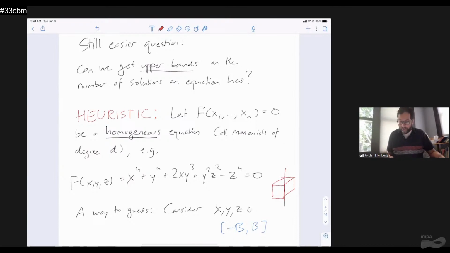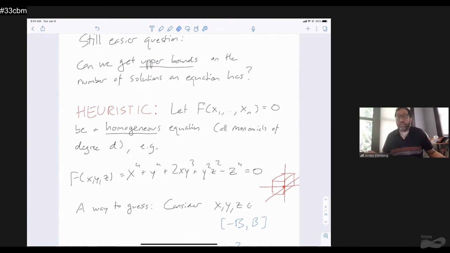Let's see, can I actually draw? This is why I never teach multivariable calculus, because I'm very bad at drawing the x, y, and z axes all together. Did I do okay? This is supposed to be a box centered at the origin. So I'm saying the absolute value, so x, y, and z are all bounded between negative b and b, where b is just some bound.